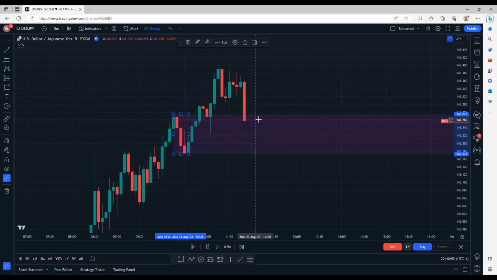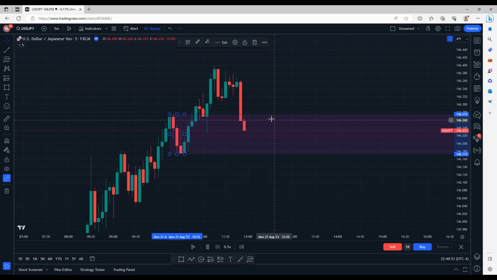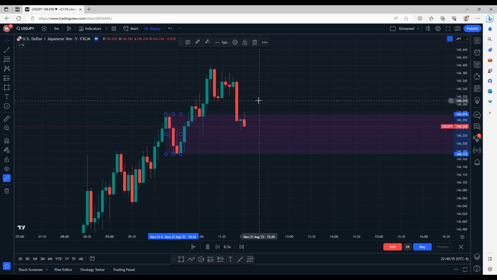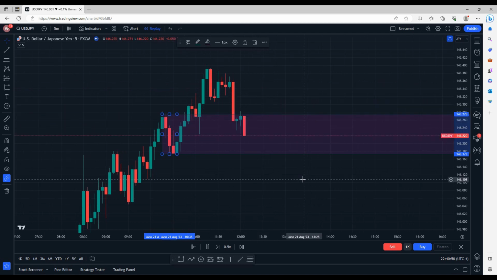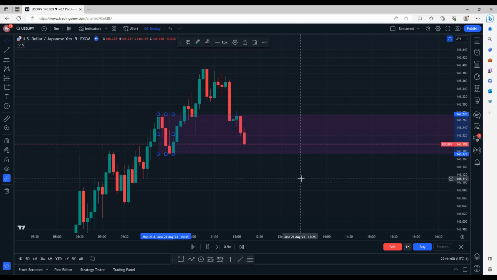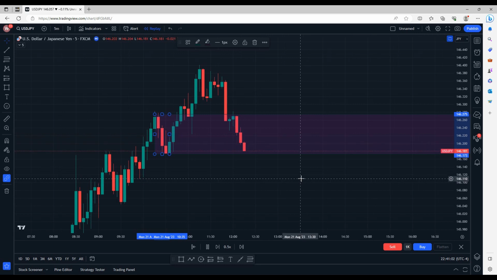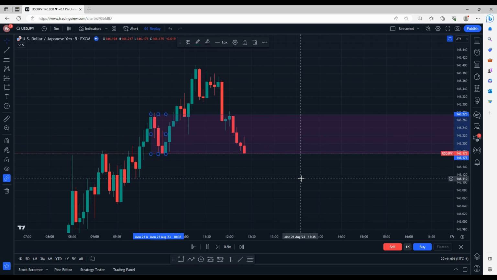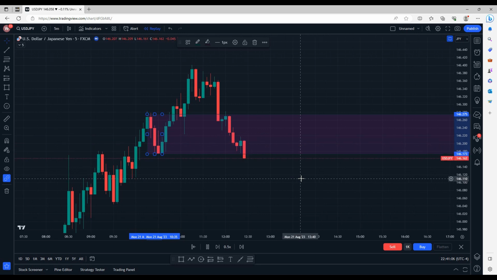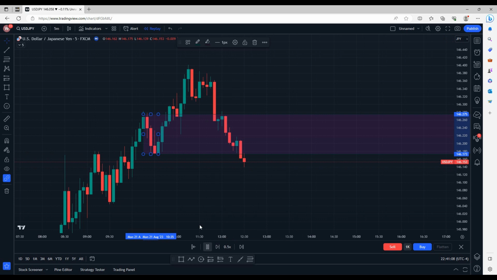This was another zone too. That's a very bearish candle. It's around lunchtime too. Sometimes momentum dies around lunchtime. So I'll just pause here.